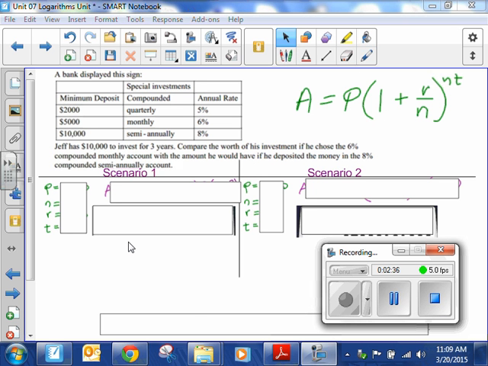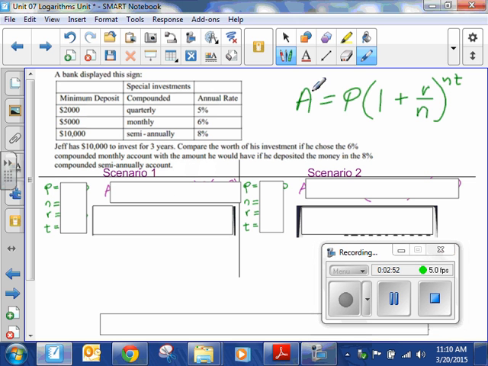Jeff has $10,000 to invest for 3 years. Compare the worth of his investment if he chose the 6% compounded monthly account with the amount he would have if he deposited the money in the 8% compounded semi-annually account. So we're looking at scenario 1. We'll call this scenario 1. We'll call this scenario 2.